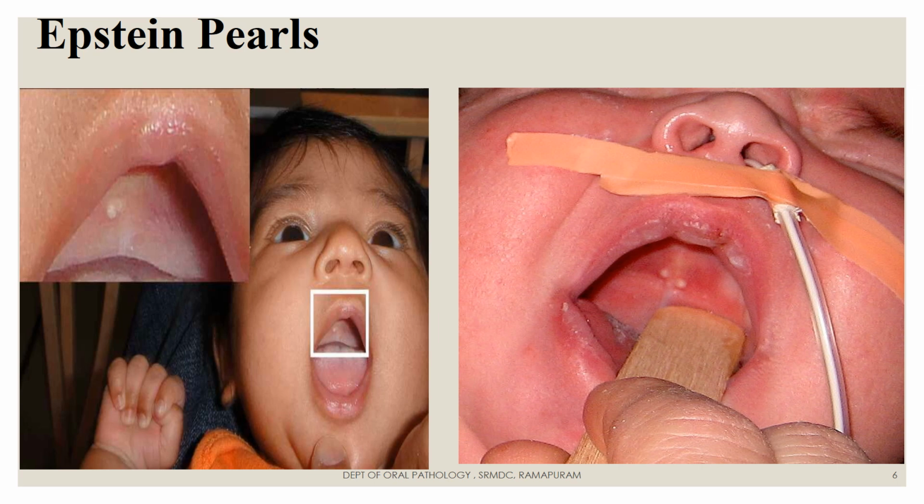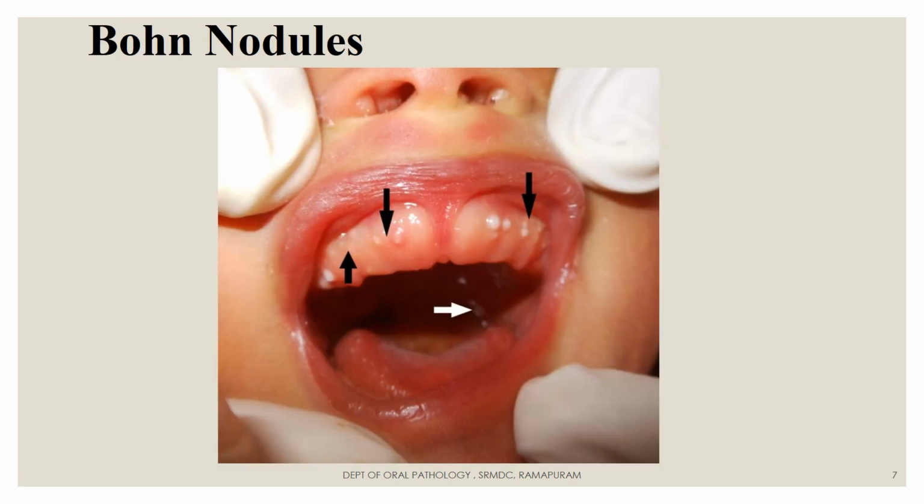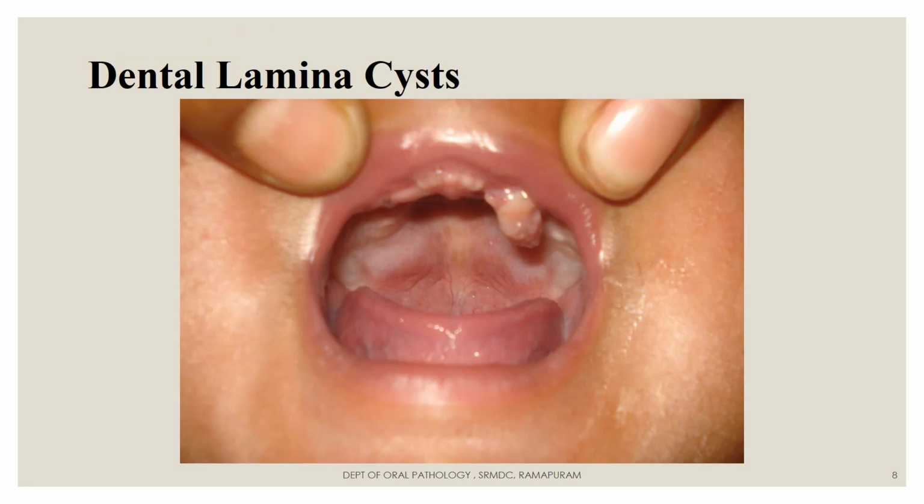Let's see about the clinical appearance of each. Epstein pearls are generally located in the median palatal raphe of the newborn, and appear as small white or yellowish papules. Bone nodules are generally located along the buccal and lingual aspects of the alveolar ridges away from the midline. And dental lamina cysts are generally located on the crest of alveolar ridges, either maxillary or mandibular areas, as multiple small white or yellowish papules.